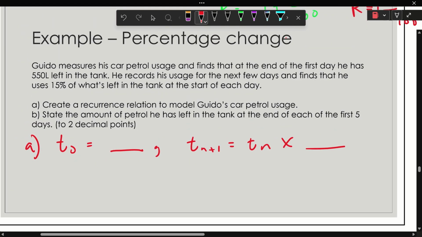All right, so this one's a bit tricky, because the way it words it is at the end of the first day, he has 550 liters left in the tank. Some of you might get confused, but in this case, we're going to use that as technically the start. So we're just going to write 550 there. We'll make that the starting term.